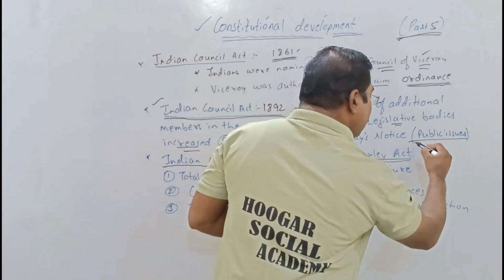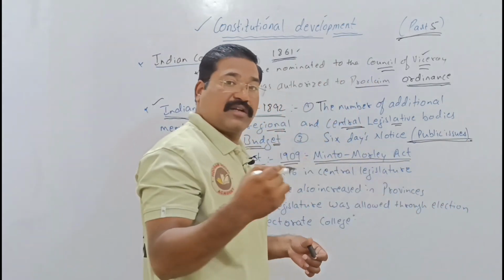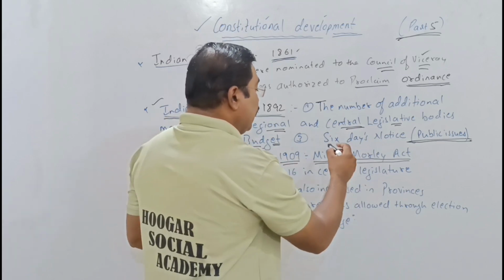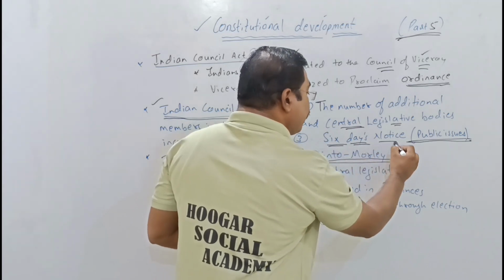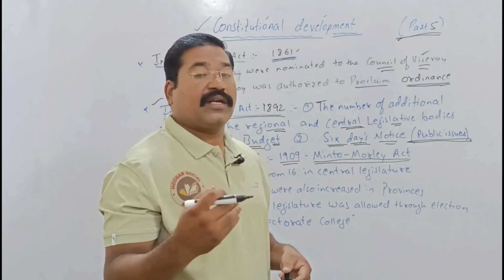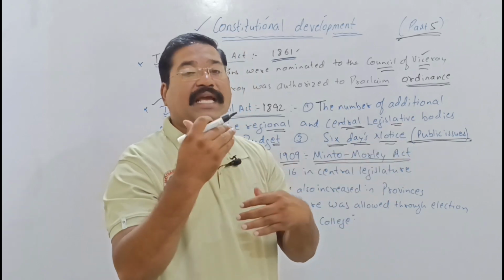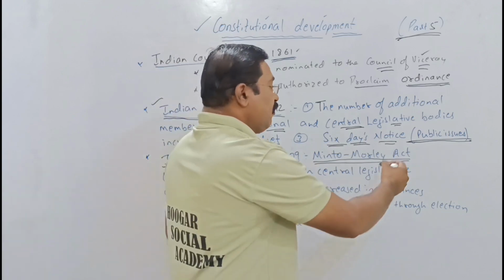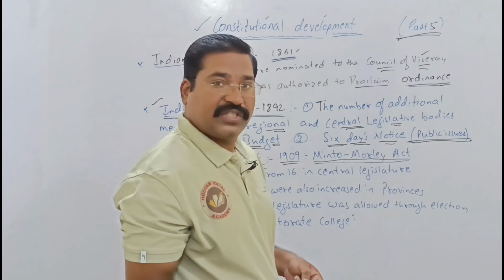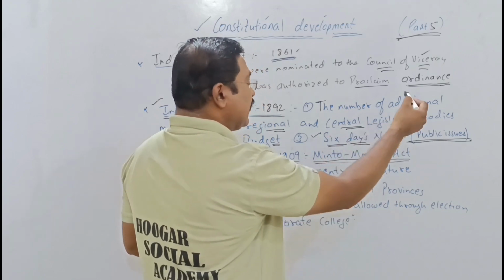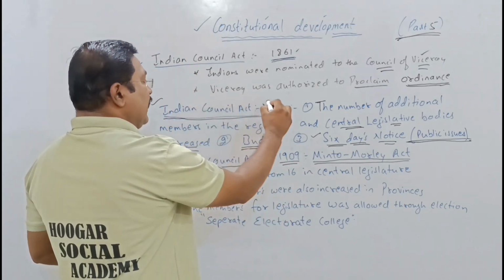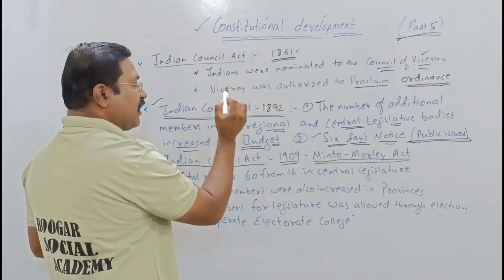Moreover, if any public issues were there, they had to give six days' notice to the Governor General's office or the Viceroy's office. Six days before, so that the different public issues could be understood and rectified. Keeping that in mind, if they wanted to put any public issue in front of the Governor General, they had to give the notice to the Viceroy six days earlier. This was kept in the year 1892 according to the Indian Council Act.